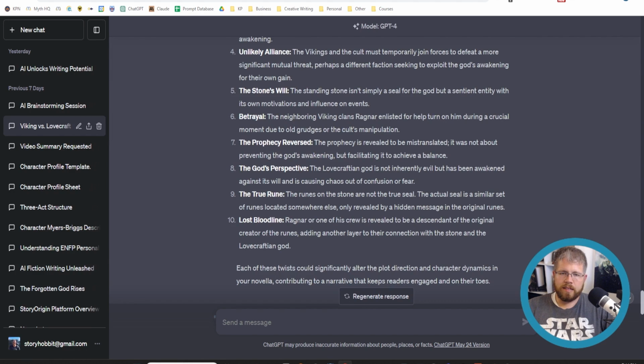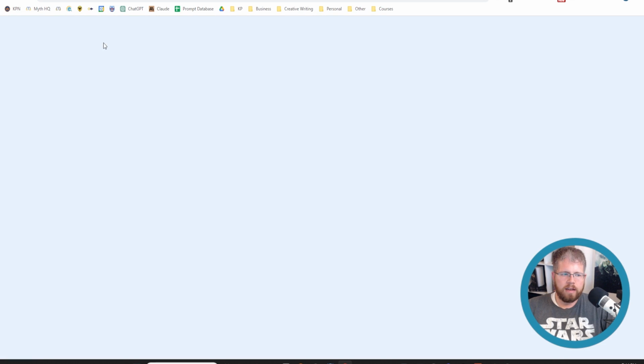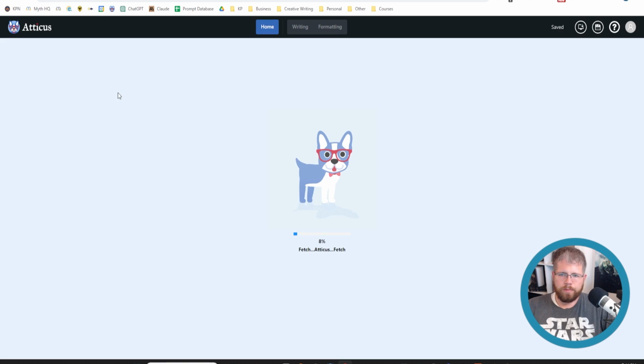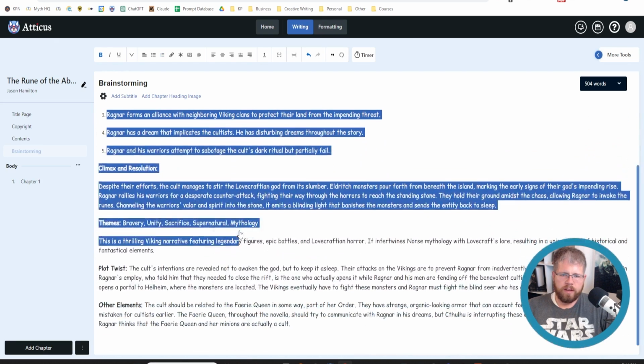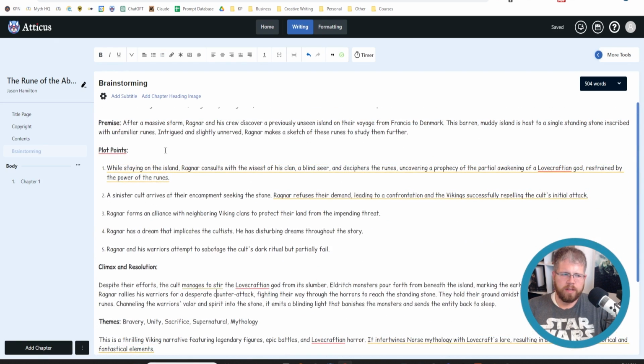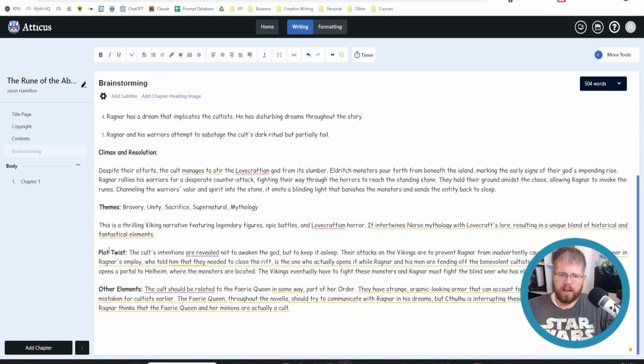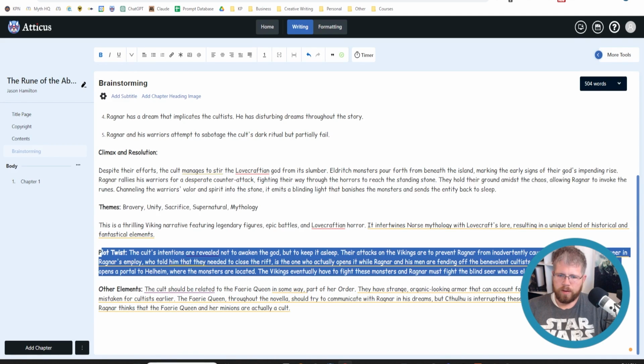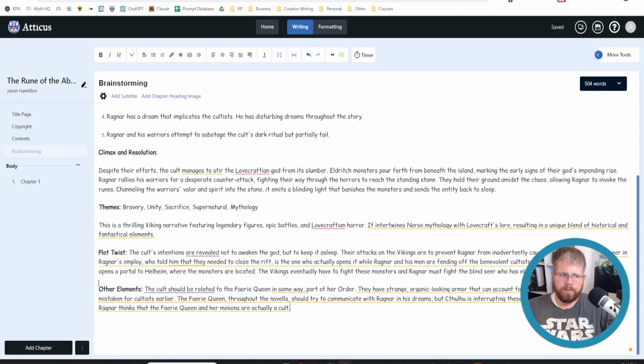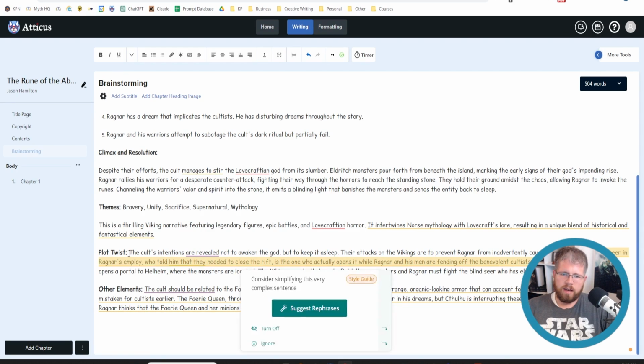And so what I did is I went to Atticus and marked all of this down. So I marked down the summary that it gave me, and I went through this and modified it myself to be a little bit more like what I'm trying to figure out. And then I added this little bit about the plot twist. This wasn't copy and pasted from ChatGPT. Even though ChatGPT gave me the ideas, like I said, I mashed them together.